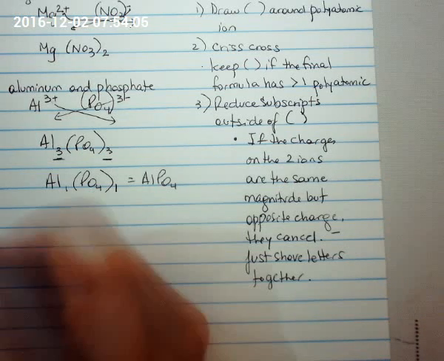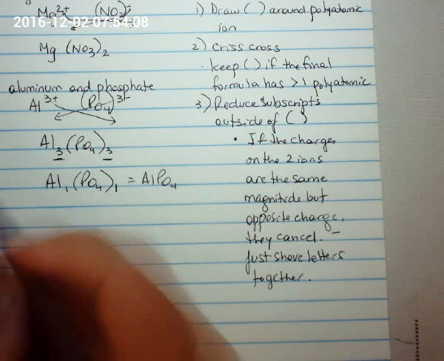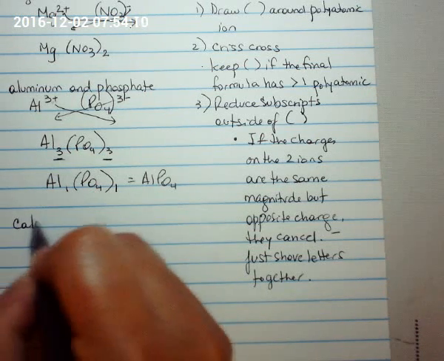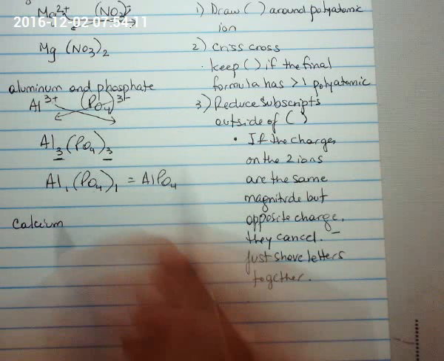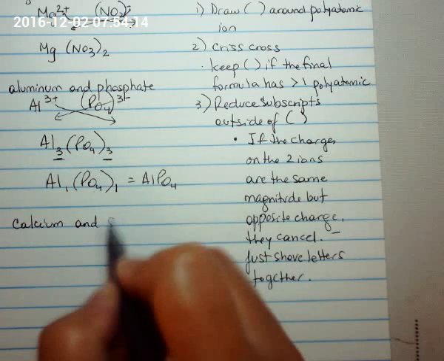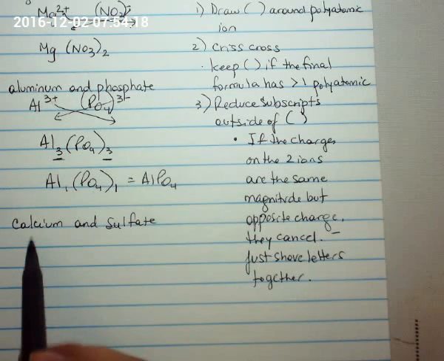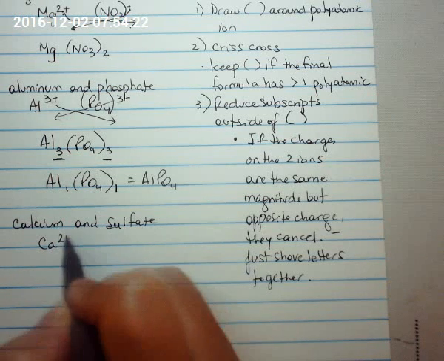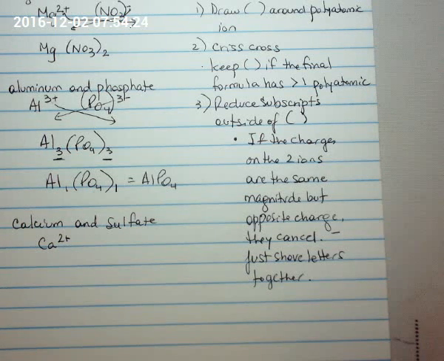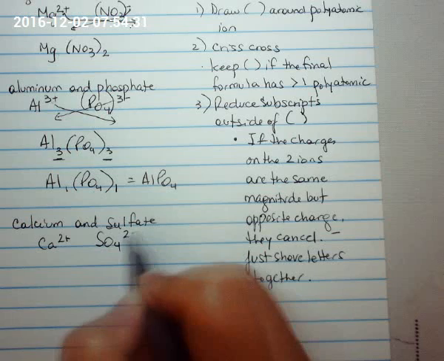So let's do one more kind of like that. What if we had calcium and sulfate? All right, so what is the symbol for calcium? Ca2 plus. And then what's sulfate? You guys have a piece of paper in front of you where you can simply look it up, right? So it's SO4 2 minus.